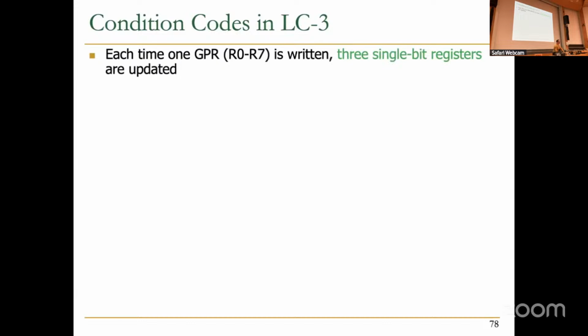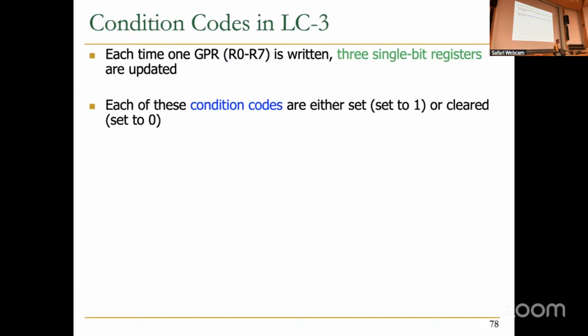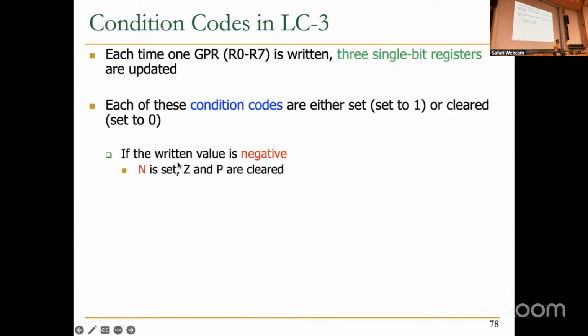So in LC3, each time you write a general purpose register, there are 3 single-bit registers that are updated. So while you're writing to the general purpose register, there's also something else happening in the data path that says, check the value that I'm writing and set the condition codes. Each of these condition codes is either set to 1, or cleared, set to 0. So if the value that I'm writing to the destination register is negative, you set the N bit, and Z and P are cleared. Now that means the value is negative. Clearly, it's not 0, it's not positive.